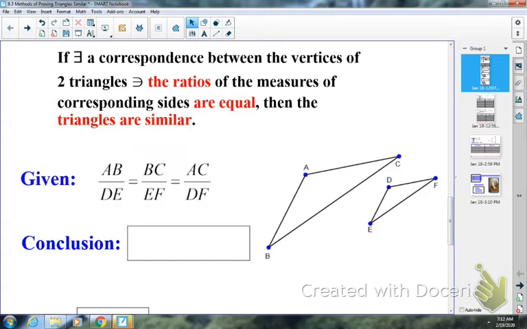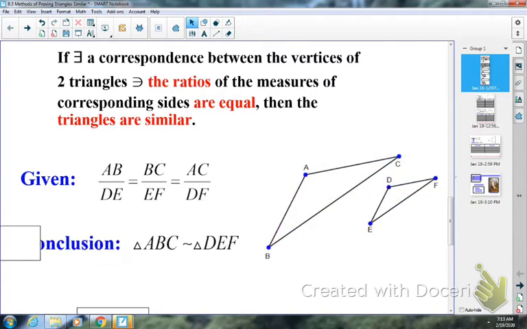So in this picture, we would be given the ratio of AB to DE is the same as, so here we go, AB to DE would be in the same ratio as BC to EF, which again would be in the same ratio as AC to DF. So if that is true, then we can conclude that the two triangles are similar. So we've got angle, angle. Now we've got side, side, side similarity. And again, this is not proving triangles congruent. This is proving them similar.